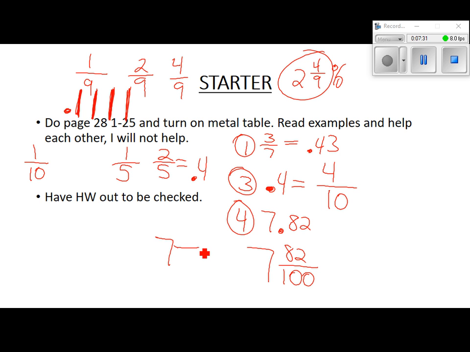Somebody help me out. Reduce it down on your calculator. What's it come out to be? 41 over 50. That's our answer.